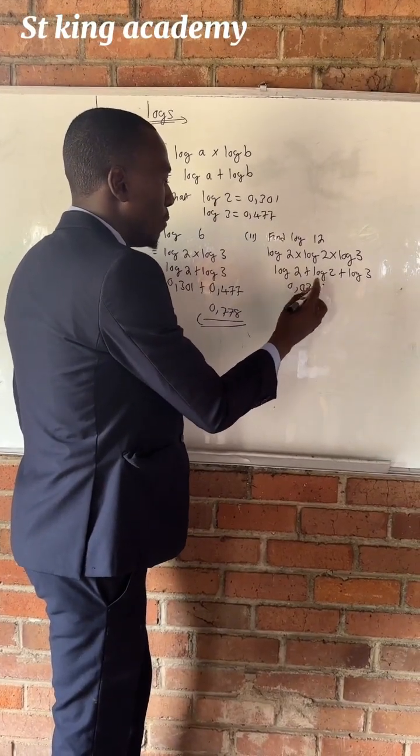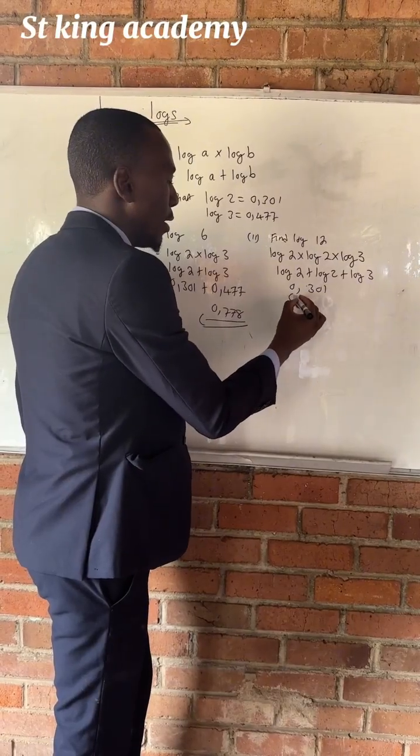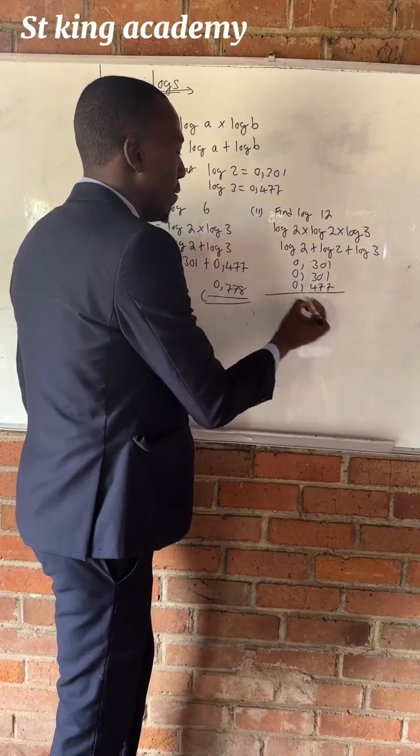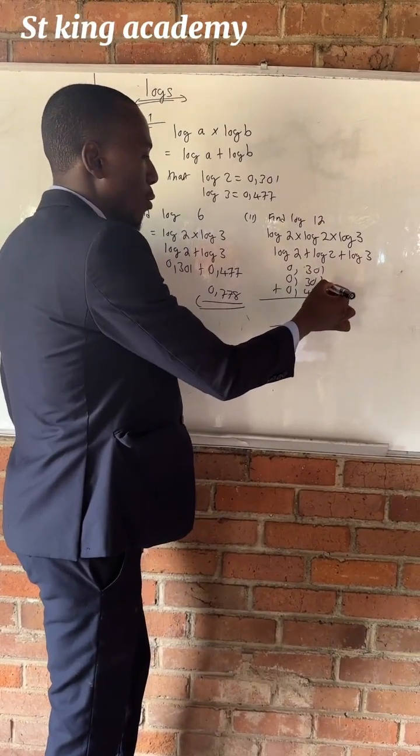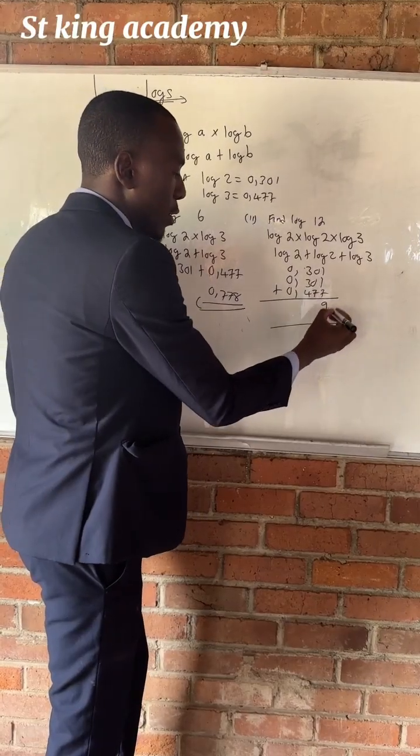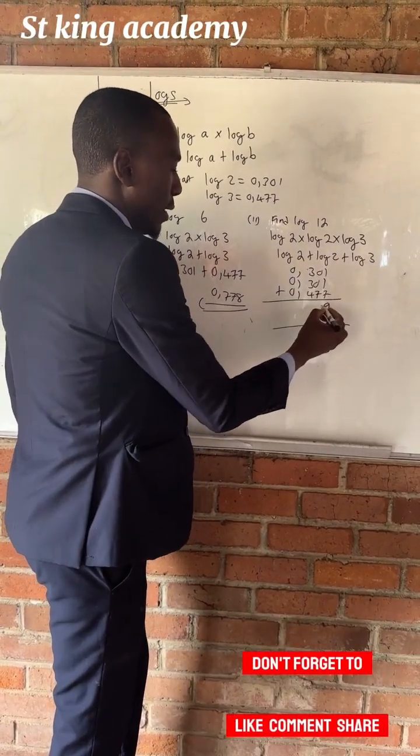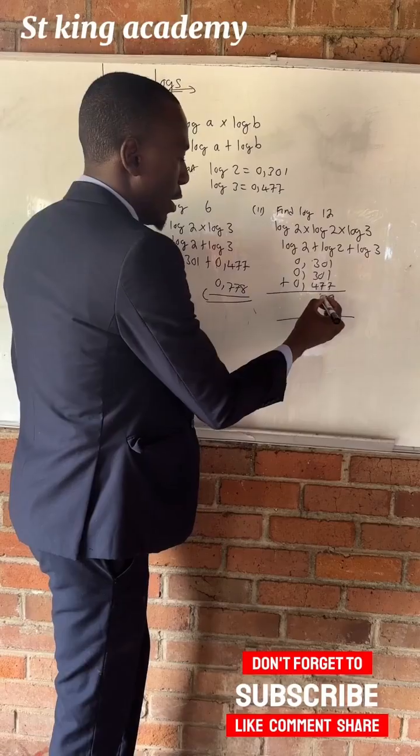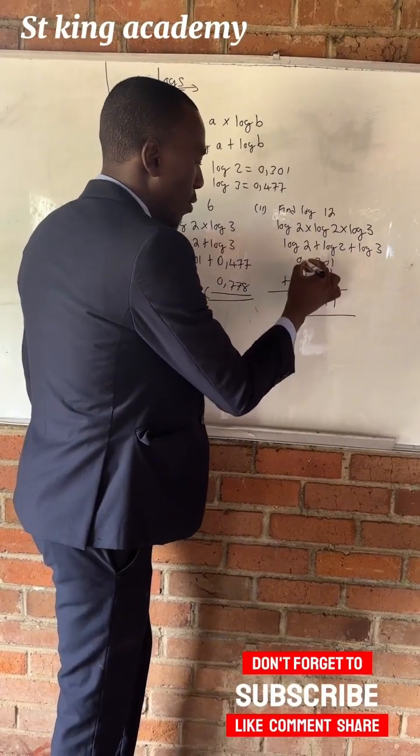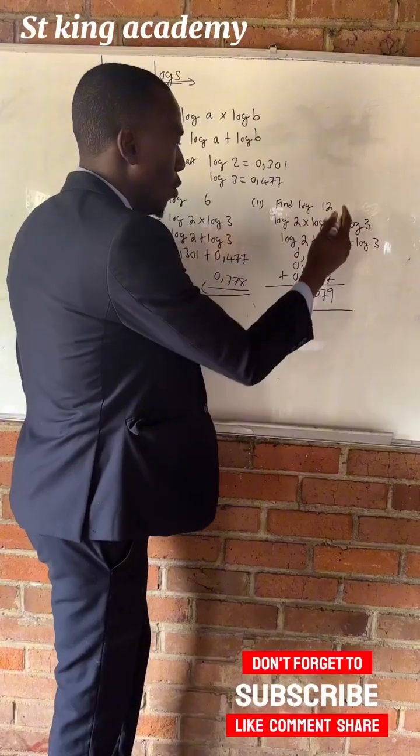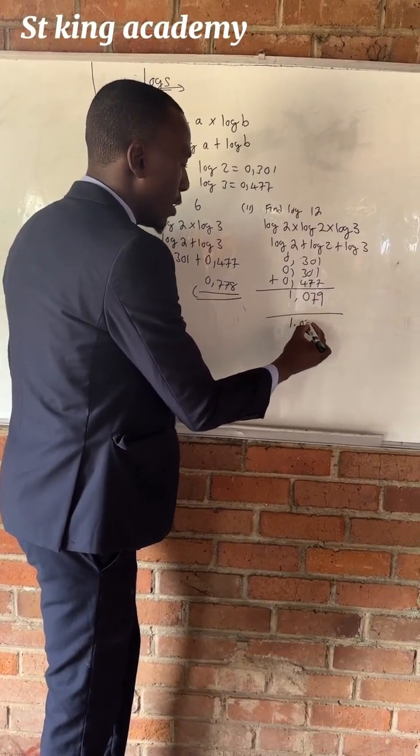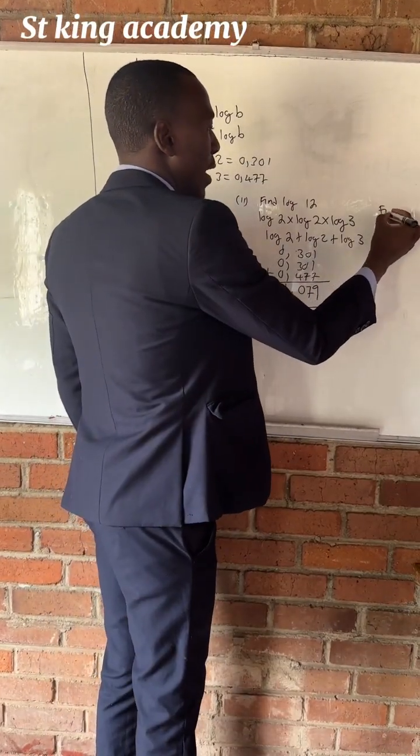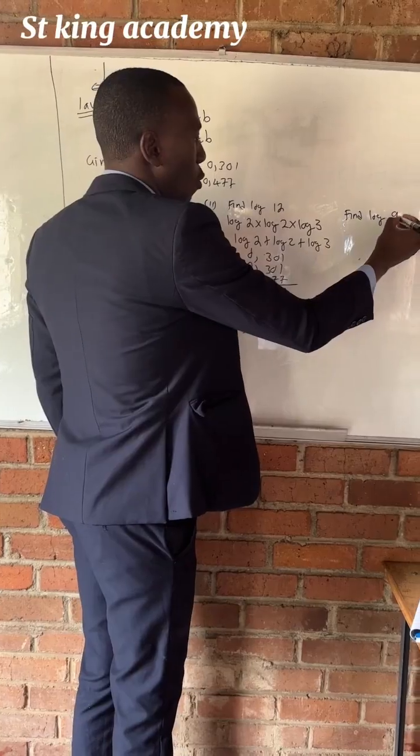So log 2 is 0,301 plus 0,301 plus 0,477. So we are adding 1 plus 1, that's 2, plus 7, you get 9. 0 plus 0 plus 7, you get 7. 4 plus 3, that's 7. 7 plus 3, you get 10. So it's now 0, then you carry 1. So log 12 is 1,079. So you guys, I want you to find log 9.